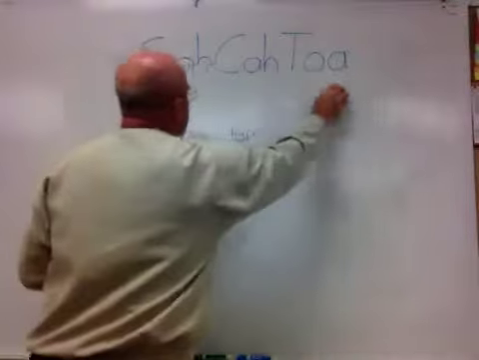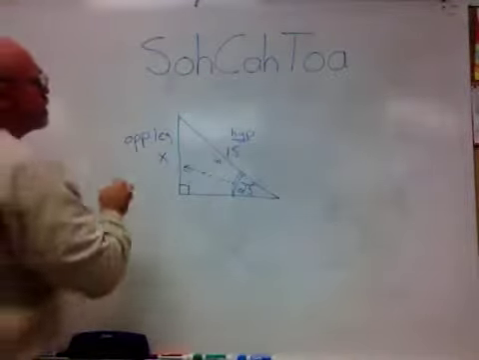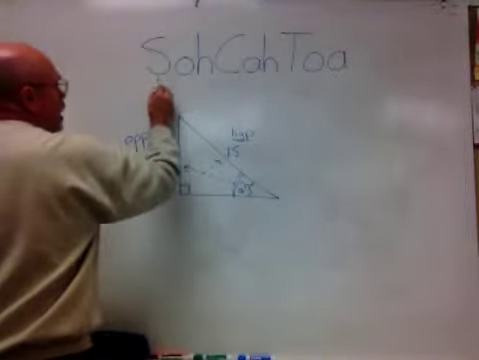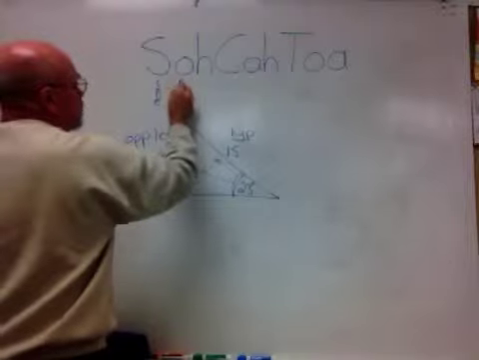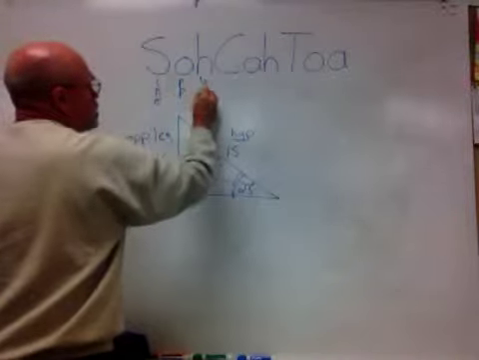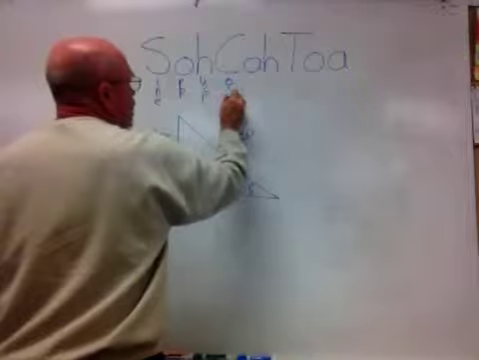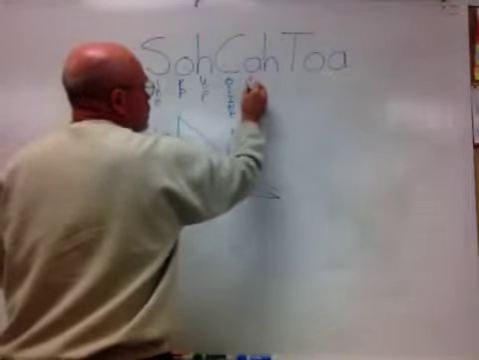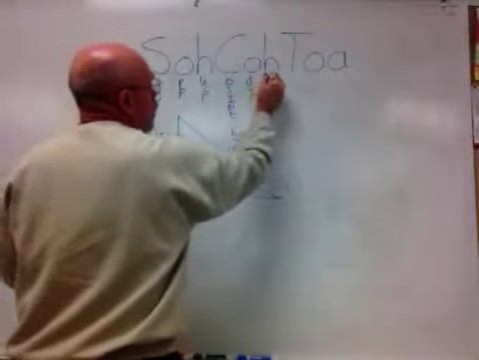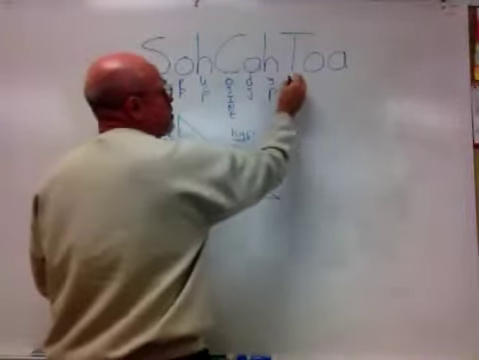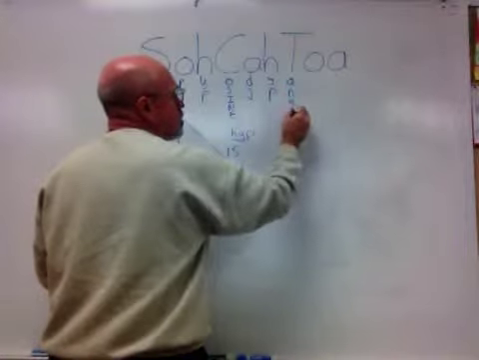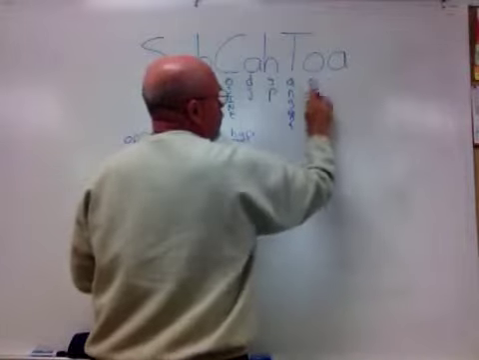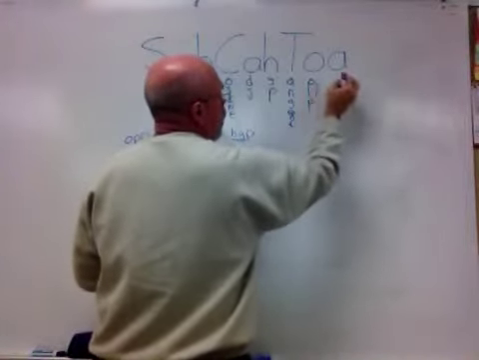Okay, so we have the opposite leg, and we have the hypotenuse. Now up here is a way of remembering the basic trig ratios: SOHCAHTOA. It tells us that the sine of an angle is opposite over hypotenuse, the cosine of an angle is adjacent over hypotenuse, and the tangent of an angle is opposite over adjacent.